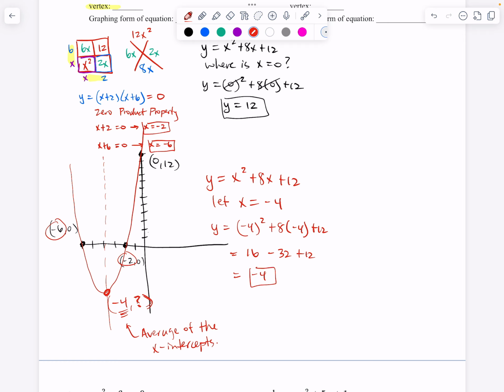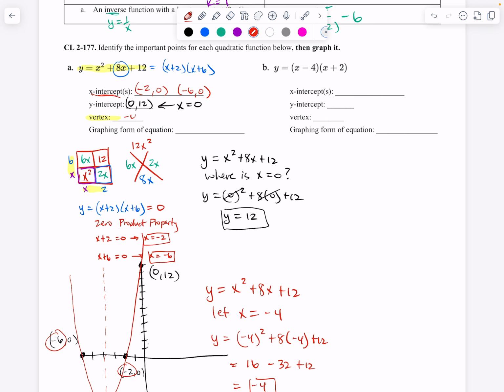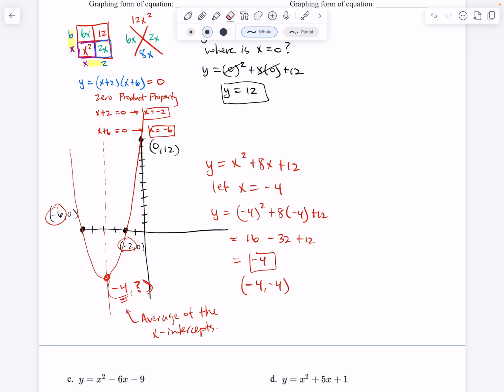So when x is equal to -4, y is equal to -4, and this will correspond to the point -4, comma -4 as my vertex. So the vertex is at -4, -4. And I'm going to go ahead and label that right here, this spot, and I went too far. This is -4, -4.